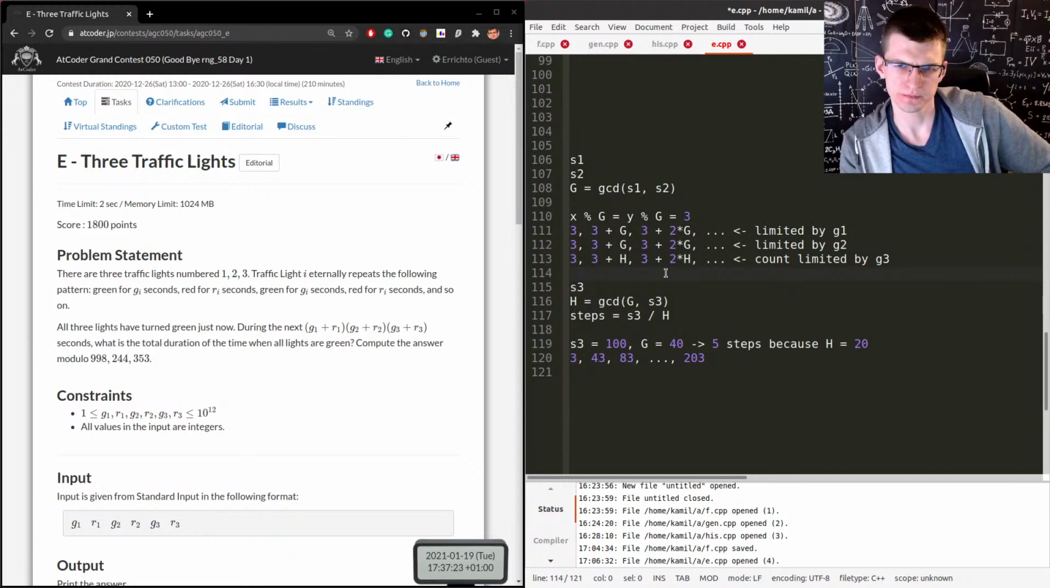Well, this H doesn't depend on the starting remainder, 3. So this seems too easy. Correct brute force would be to iterate over this starting remainder. Then I know values of G, I know values of H.